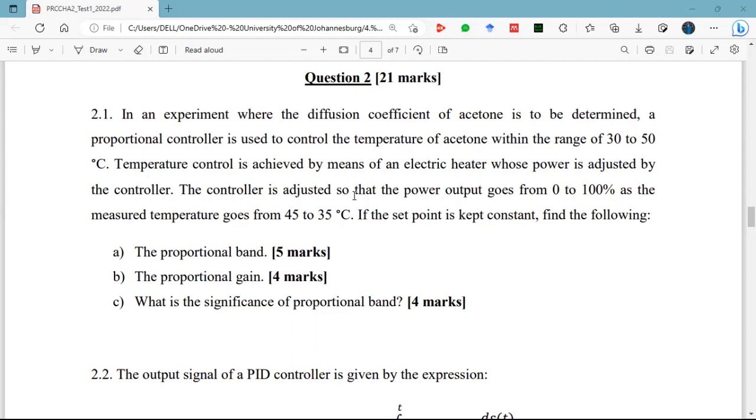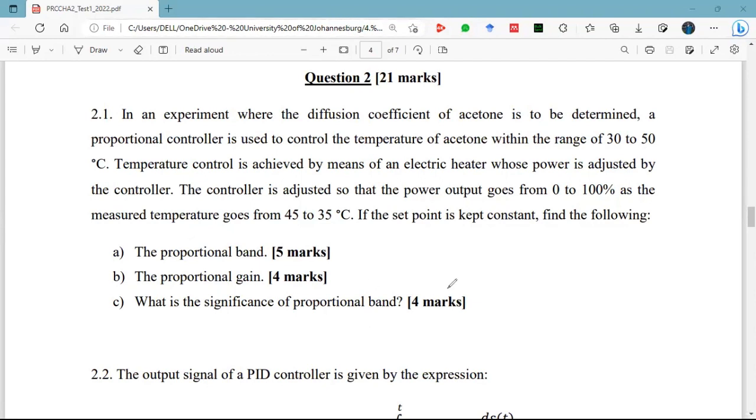The controller is adjusted so that the power output goes from 0 to 100% as the measured temperature goes from 45 to 35 degrees Celsius. If the set point is kept constant, find the following. So the first question that you had to answer was to find the proportional band, right?